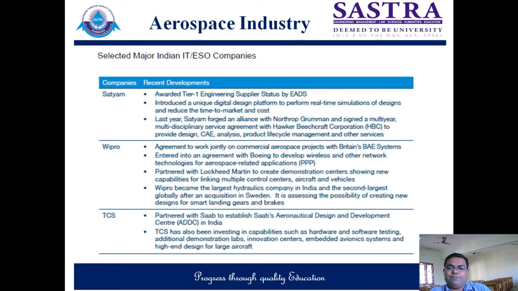The second player is Wipro. Wipro made an agreement to work jointly on commercial aerospace projects with BAE Systems. It entered into an agreement with Boeing to develop wireless and other network technologies for aerospace related applications. It also partnered with Lockheed Martin to create demonstration centers showing new capabilities for linking multiple control centers, aircrafts and vehicles. Wipro became the largest hydraulic company in India and the second largest globally after an acquisition in Sweden. It is assessing the possibility of creating new designs for smart landing gears and rigs.